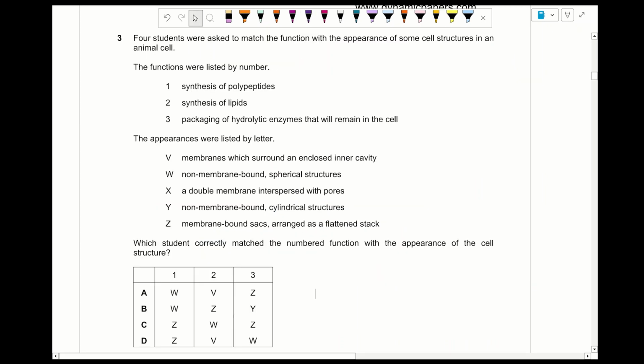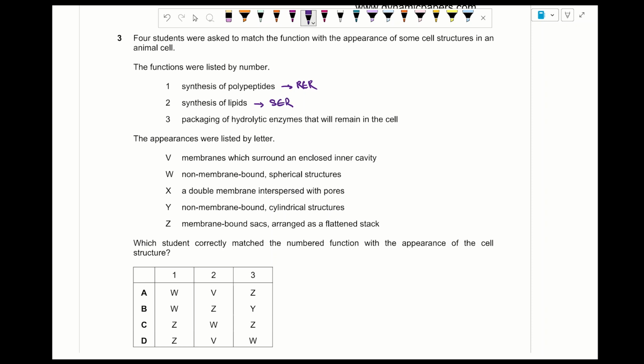Question number 3. Four students were asked to match the function with the appearance of some cell structures in an animal cell. Which student correctly matched the numbered function with the appearance of these cell structures? So let's see the suggestions that we have here. For 1, synthesis of polypeptides. We all know that ribosomes on the rough endoplasmic reticulum synthesize polypeptides. Therefore, the answer is going to be rough endoplasmic reticulum. Now, regarding synthesis of lipids, we all know that the smooth endoplasmic reticulum synthesizes lipids such as cholesterol. Therefore, 2 is going to be the smooth endoplasmic reticulum.